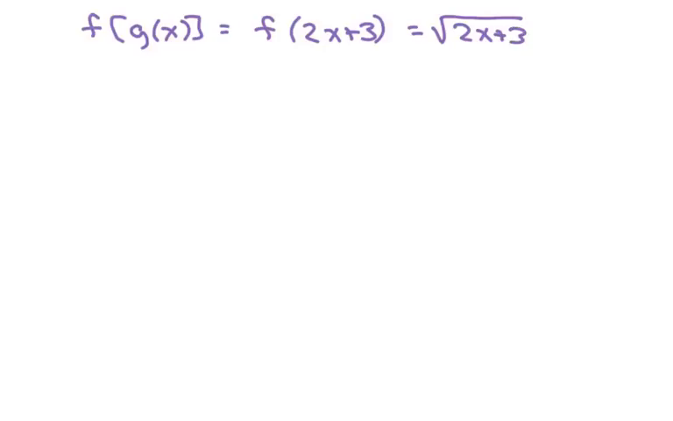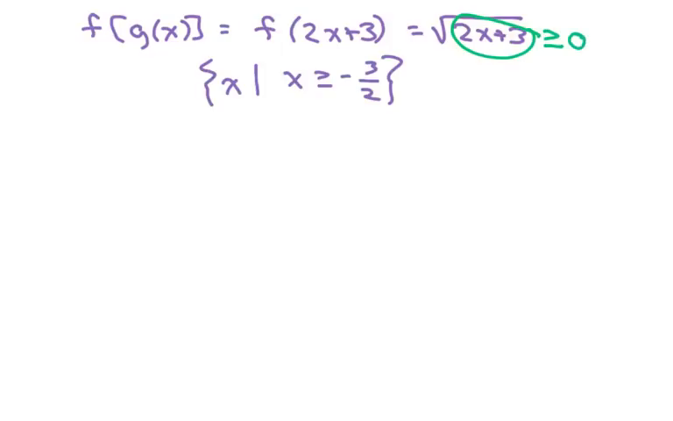This one doesn't have a fraction, so this one's pretty easy. The domain is just all real numbers, but x has to be greater than or equal to negative 3 over 2. And basically, we're really looking at the inner function here, and we're setting this to x. This quantity has to be greater than or equal to 0, and you just solve for x. The second one is g of f.